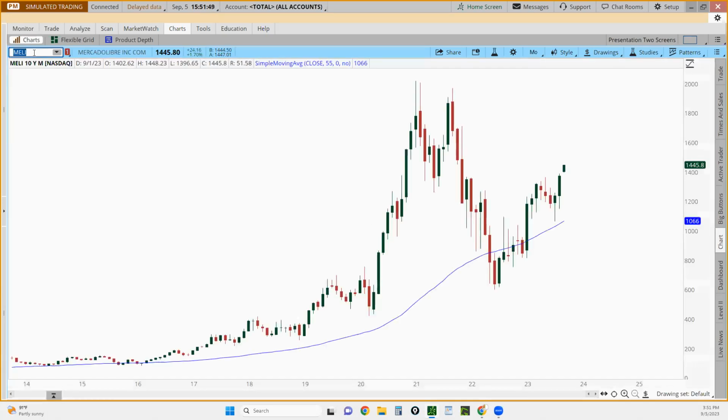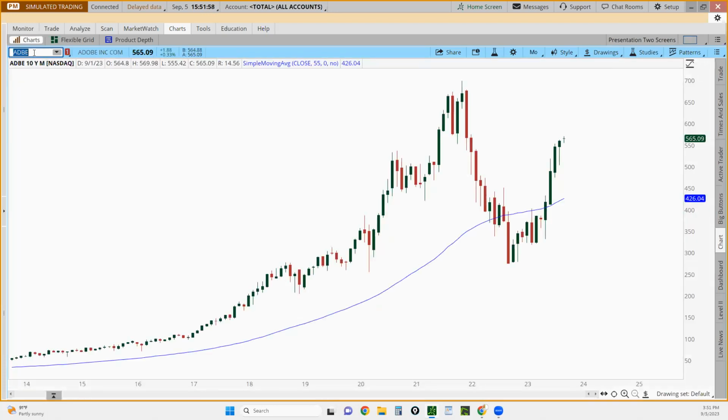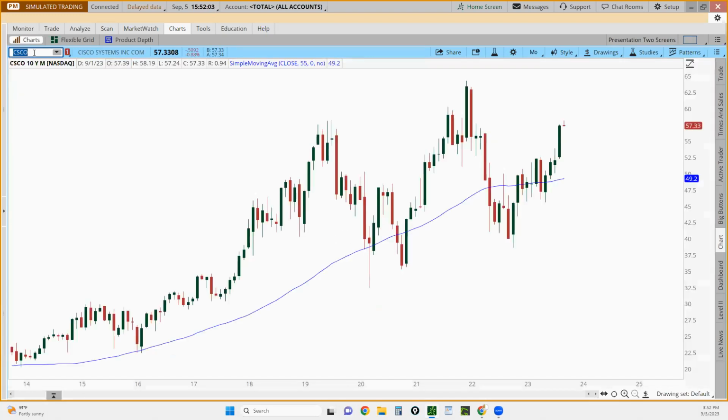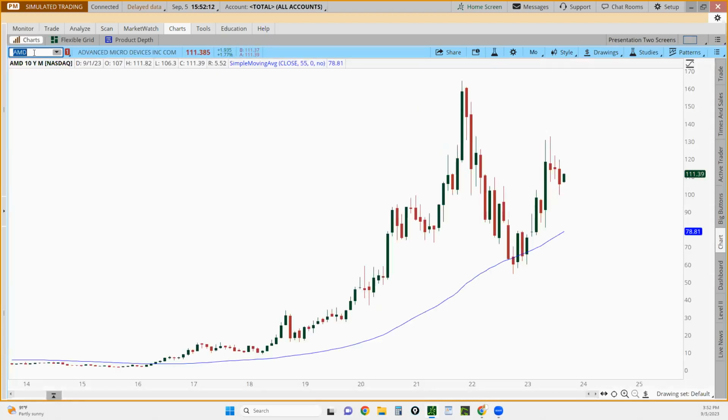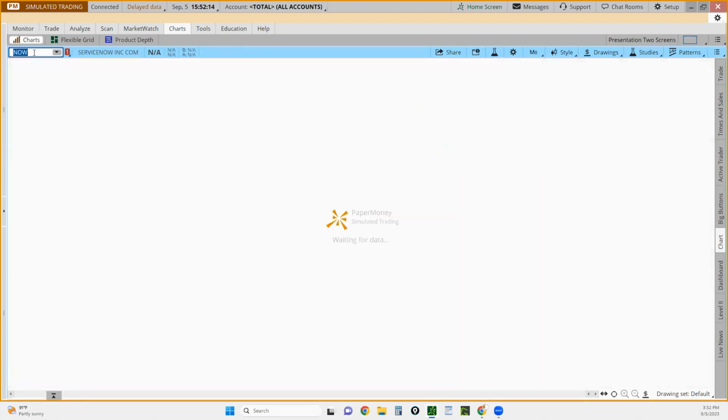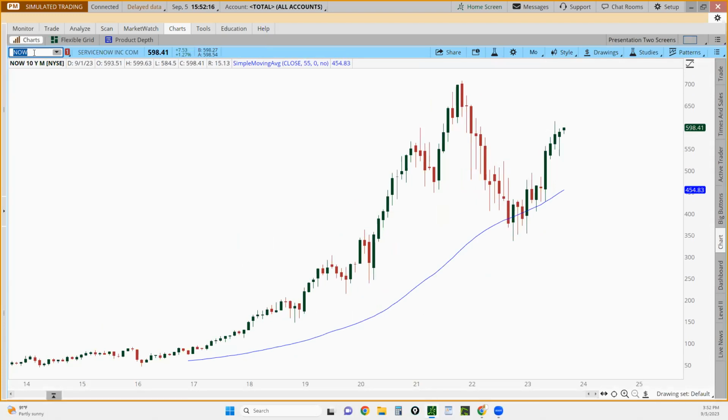Here's another company well on its way higher. This is a $1,000 stock, so I know it's not for everybody. I get that, but the idea is to go find companies like this. Here's Adobe, another expensive stock. Don't get scared, because here's a $50 stock on its way higher. Micron on its way higher. AMD on its way higher. Here's another company on its way higher. So there's a lot of companies like this. And again, you don't have to trade high-priced stocks.